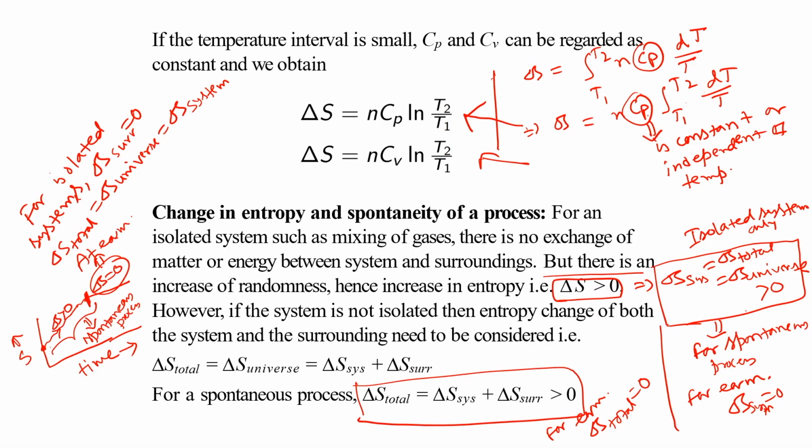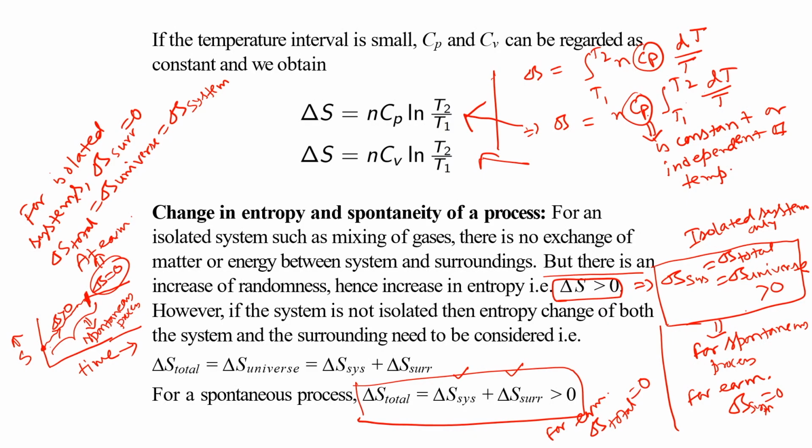So for a non-isolated system, in order to see whether a process is spontaneous or not, you need two quantities. One is delta S system and the second is delta S surroundings. We need to see the value as well as the sign of delta S system and delta S surroundings, add them, and then check whether delta S total, meaning delta S system plus delta S surroundings, is greater than 0 or not. If it is greater than 0, then it is a spontaneous process. Equal to 0, equilibrium. Less than 0, non-spontaneous process.